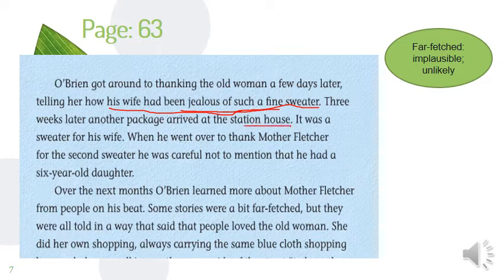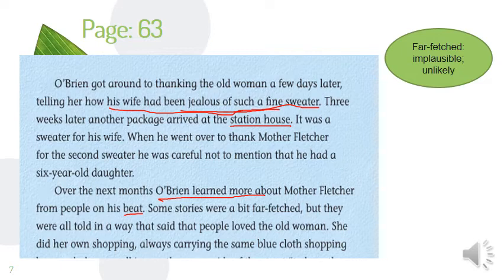Here, this is the police station. It was a sweater for his wife. When he went over to thank Mother Fletcher for the second sweater, he was careful not to mention that he had a 6-year-old daughter. Over the next month, O'Brien learned more about Mother Fletcher. Now he is a little bit concerned about her and he wants to know about her from people on his beat. The beat is the force, the police force.